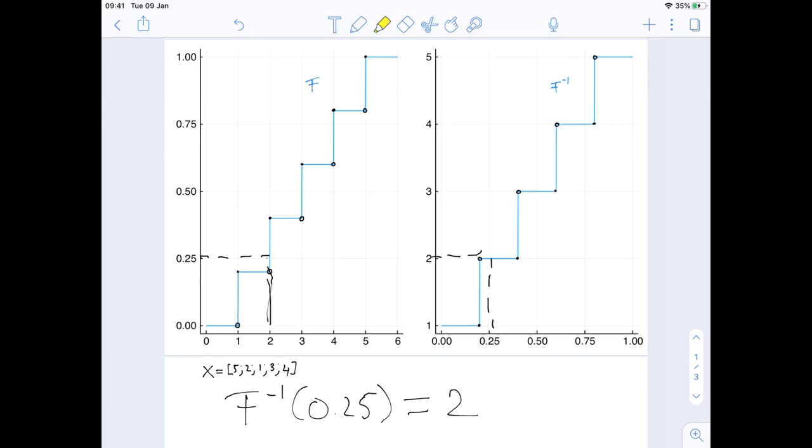Note that any horizontal line on the graph of the ECDF corresponds to a vertical line on the graph of the quantile function. For example, here we have a line going from 1 to 2 on the x-axis at height 0.2, and it corresponds to a line at the point 0.2 going from 1 to 2 on the y-axis. Similarly, we have a line here at x equal to 2 from 0.2 to 0.4 on the y-axis, and that corresponds to a line over here on the quantile function. Thus the graph of the quantile function is simply the graph of the ECDF reflected in the line y equals x.